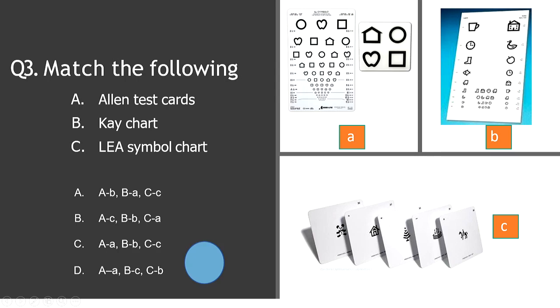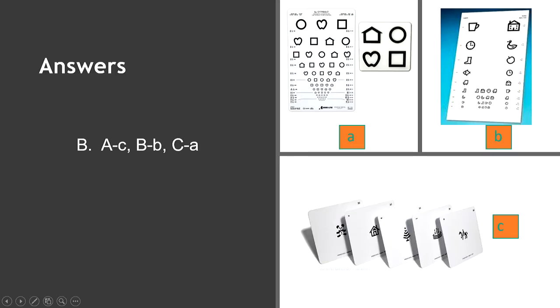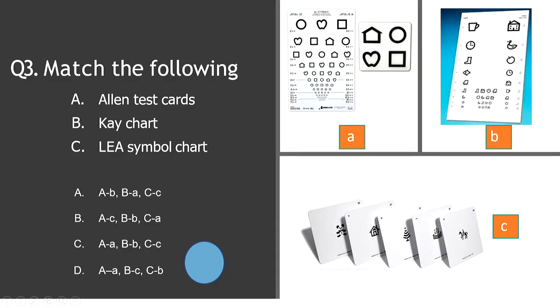Already 63 members have given, but anyway, let us wait for the rest. And here comes the answer, option B. So for capital A it is C, capital B it is B, capital C it is A. Allen test cards are option C, and B is for B, and K charts is this, and for C it is A. The Lea symbol chart is option A.